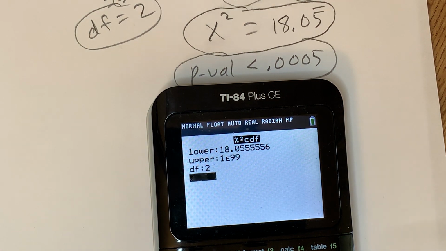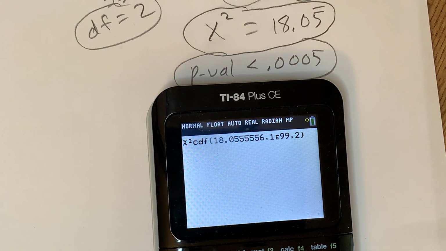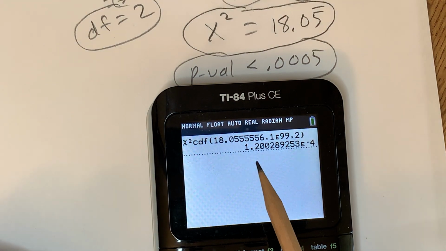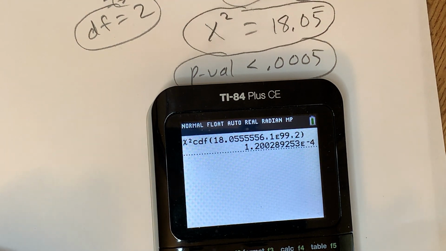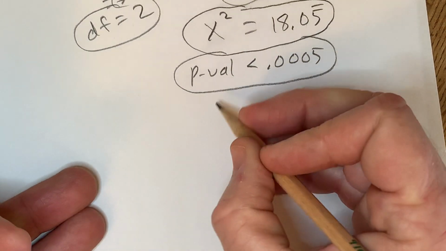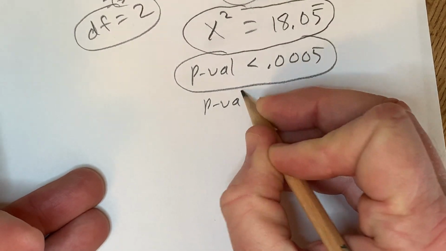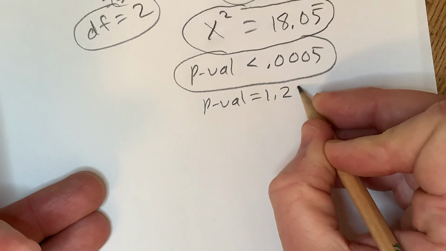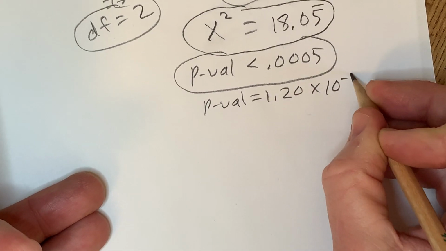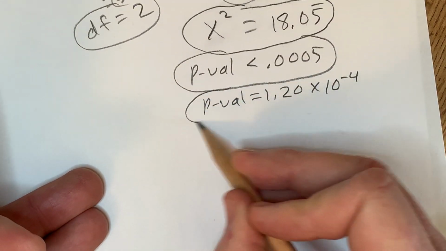Our degrees of freedom is 2. And so we hit paste. And there's our p-value, which is really close to 0, about 1.2 times 10 to the negative 4. So our p-value is equal to like 1.20 times 10 to the negative 4. And so it's really small.